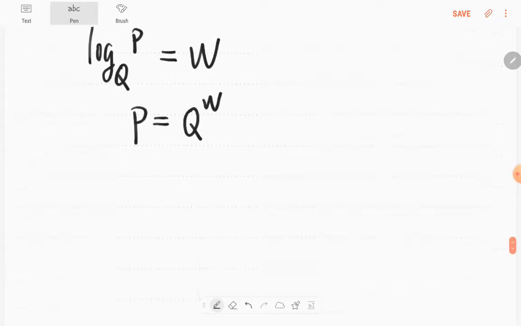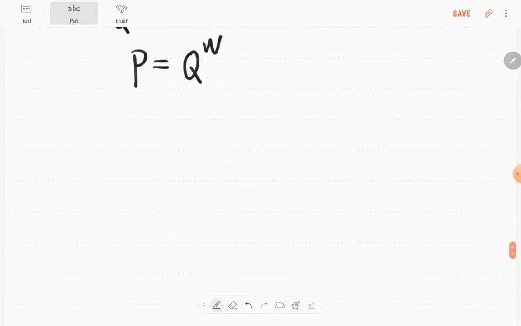So if we want to use this to solve some equations about the logarithmic function, we will talk about this one later. So now let's look at some properties of the logarithmic function.